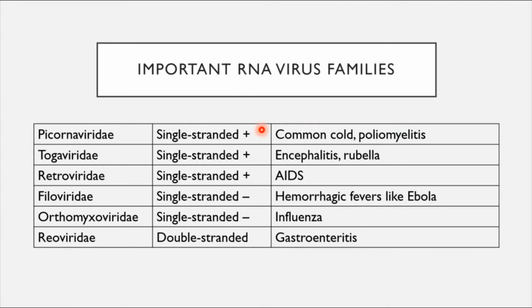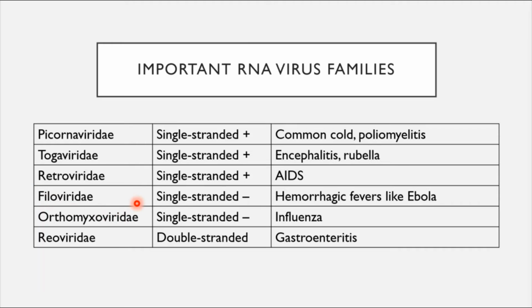Picornaviridae is a single-stranded positive RNA virus family that includes other causes of the common cold and the virus that causes poliomyelitis. Togaviridae is also single-stranded positive. It includes viruses that cause encephalitis and rubella. Retroviridae is a single-stranded positive virus family that includes the cause of AIDS.